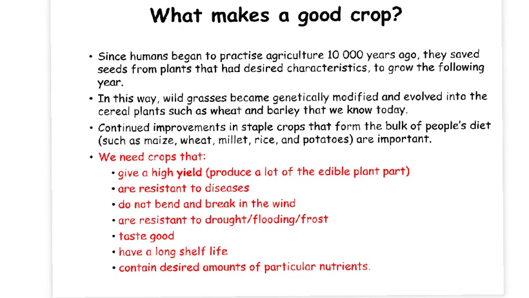Continued improvements in staple crops that form the bulk of people's diet, such as maize, wheat, millet, rice and potatoes, are important. We need crops that give a high yield, are resistant to diseases, do not bend and break in the wind, are resistant to drought, flooding and frost, taste good, have a long shelf life, and contain desired amounts of particular nutrients.